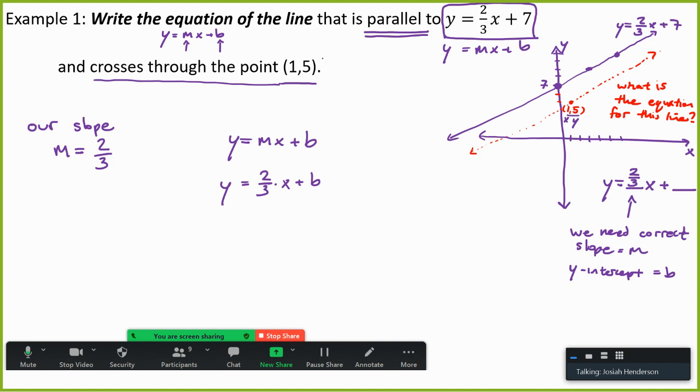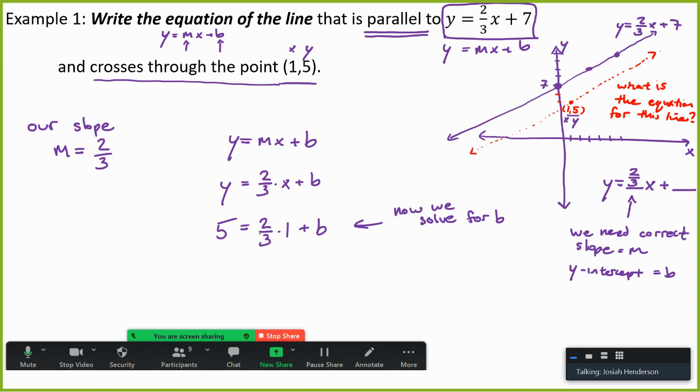So since 1, 5 is the x, y of the correct line, we're going to plug those two values, 1 for x, 5 for y, into our equation in the middle of the screen where we're working. Y is 5. How do we know? Because they told us our equation goes through this point. X is 1. We don't know b. That's the whole point. We're trying to find b. Now it's just a matter of solving this equation for b.